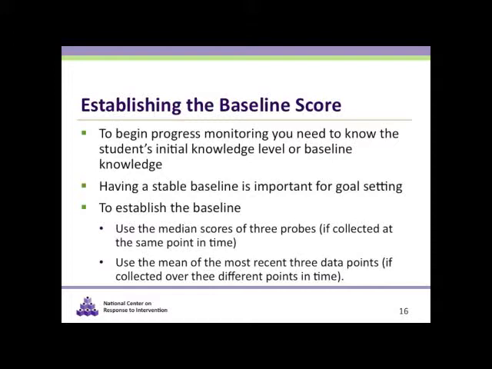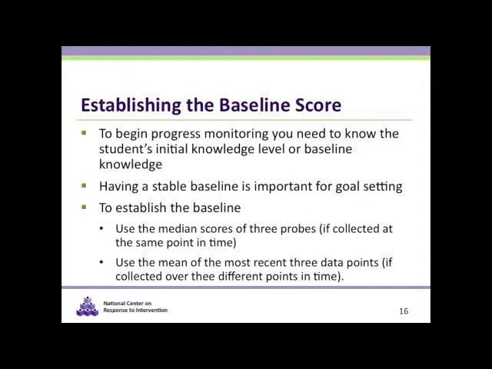In summary, to establish the baseline, the median is used when 3 data points are collected at a single sitting. For example, 3 oral reading fluency probes are given to the student at benchmark, such as with oral reading fluency measures. Means are used when single data points are collected over time. For example, 1 data point each week for 3 weeks, such as with early literacy measures. In this case, the most recent 3 data points should be used to determine the baseline score.